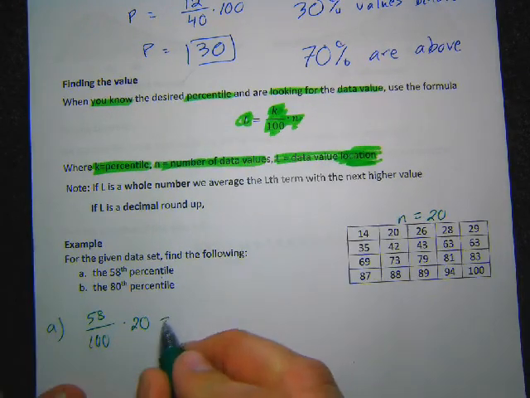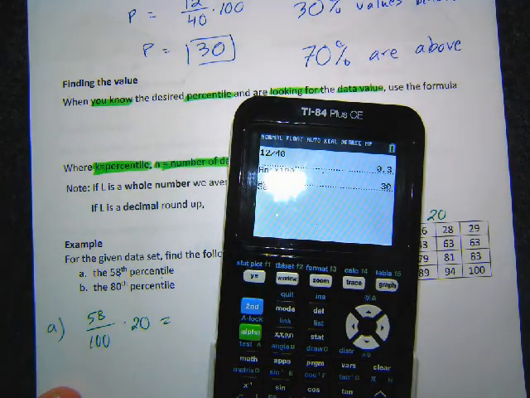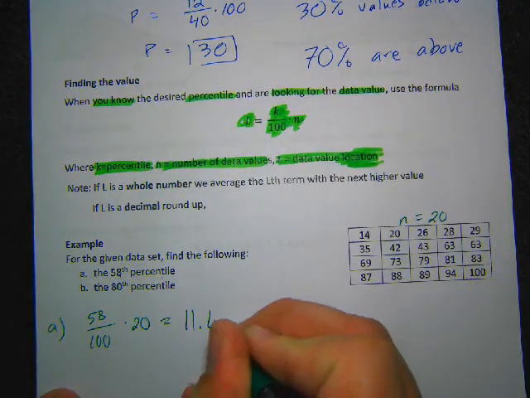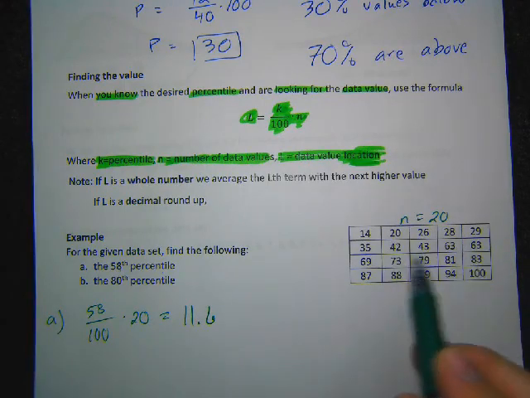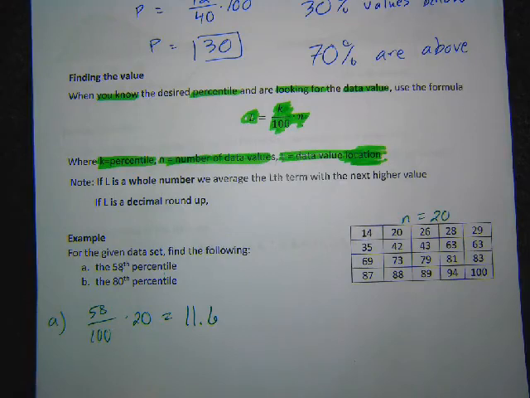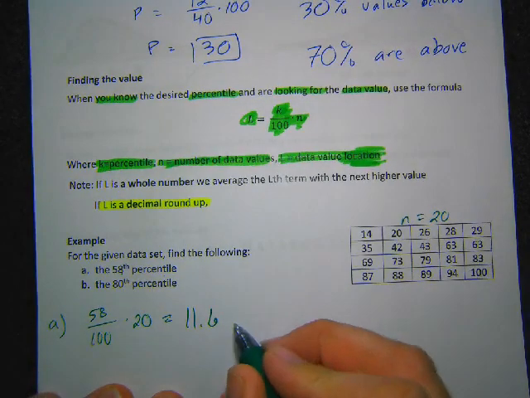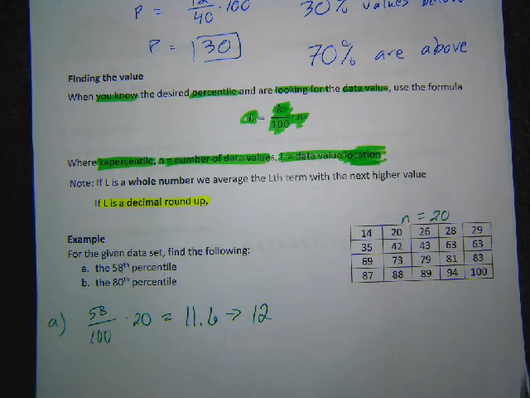So then for this, I get 58 divided by 100 times 20, and that tells me that the value location is 11.6. Now, we don't have an 11.6 number, right? Because there are no values in between. So if you have a decimal, the trick is you always round up. So we would round this to 12. So the 58th percentile is going to be the 12th number.